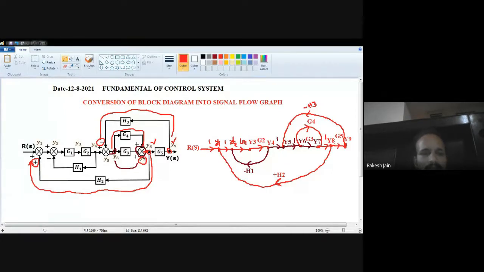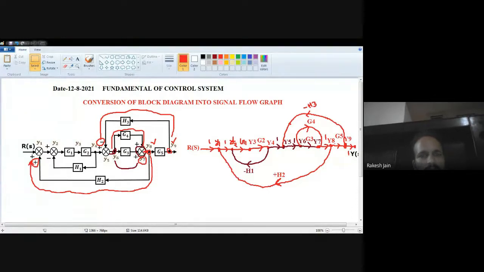Now finally ys is there, so otherwise you just draw a line, for which the gain is 1, and there is no need to write down 1 also. And now this is my ys finally. So this is the correct representation of the conversion of a block diagram into a signal flow graph.